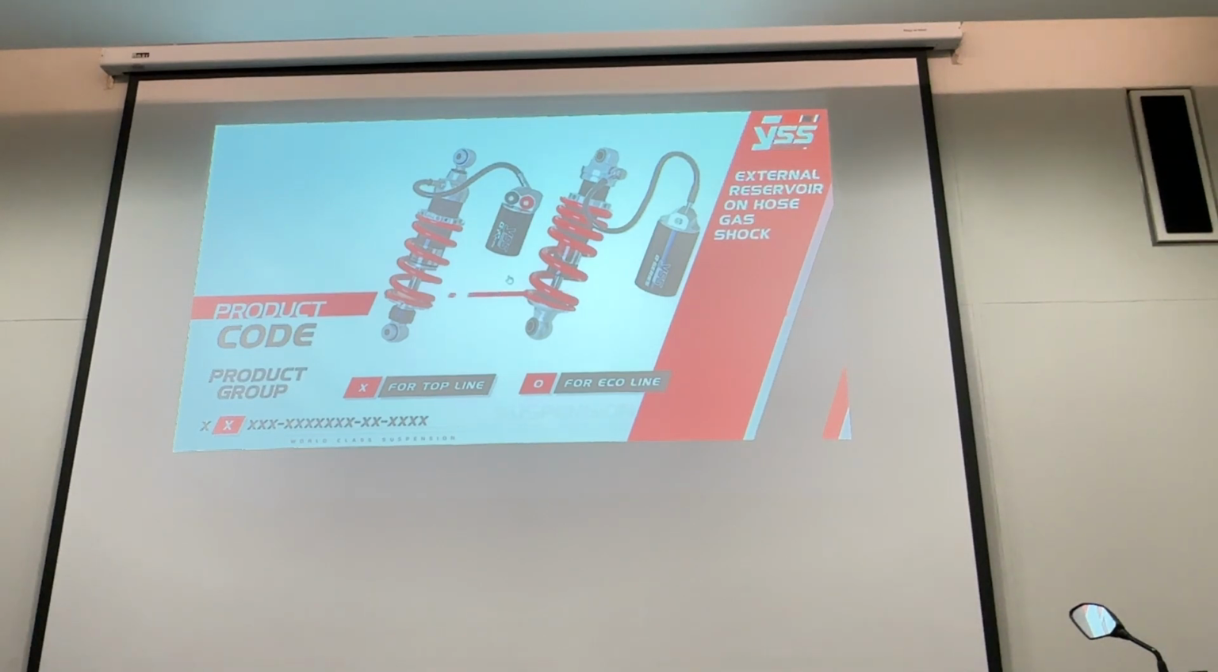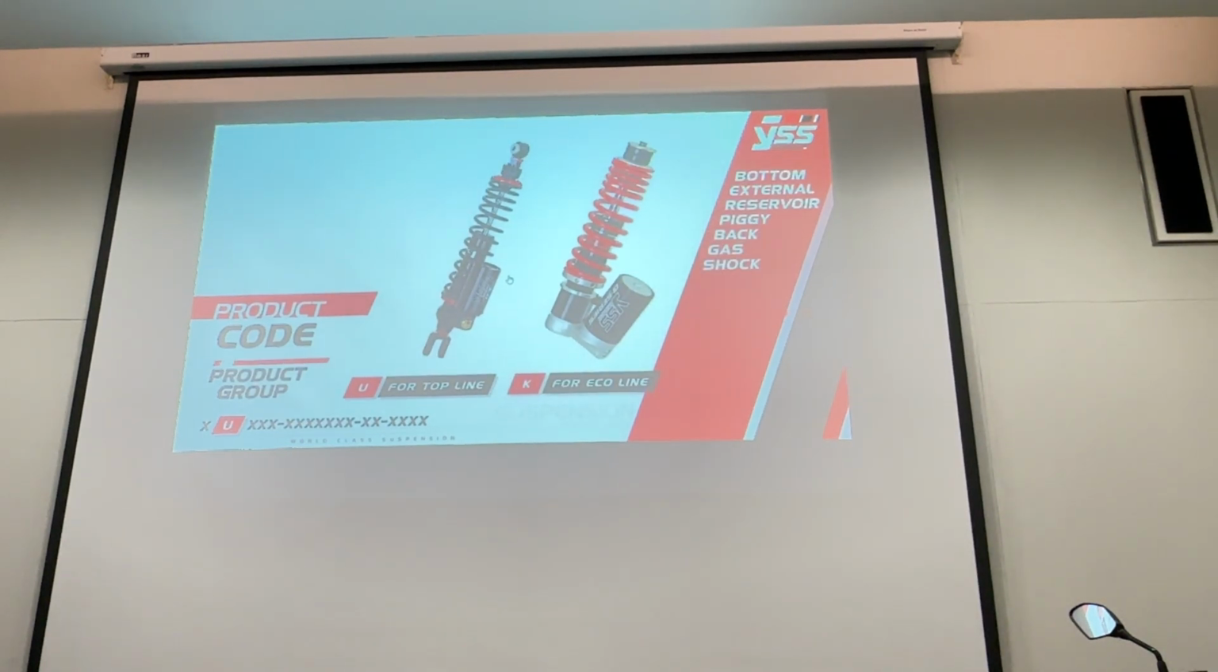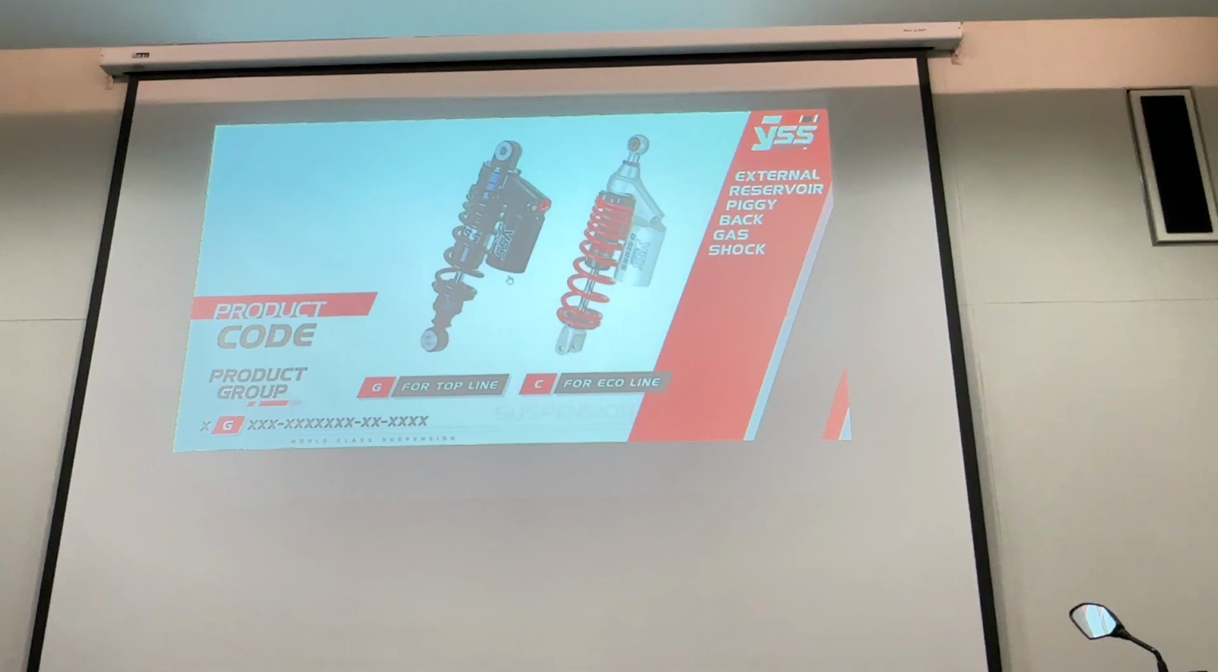X: external reservoir on hose gas shock, X for top line or O for eco line. U: bottom external reservoir piggyback gas shock, U for top line or K for eco line. G: external reservoir piggyback gas shock, G for top line or C for eco line.